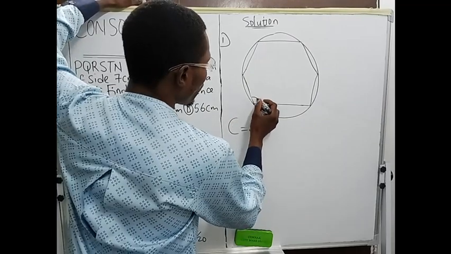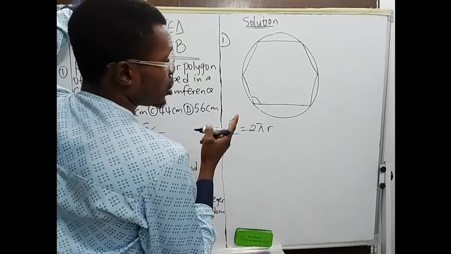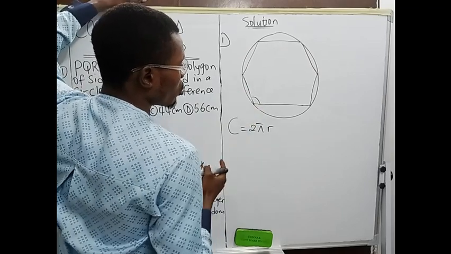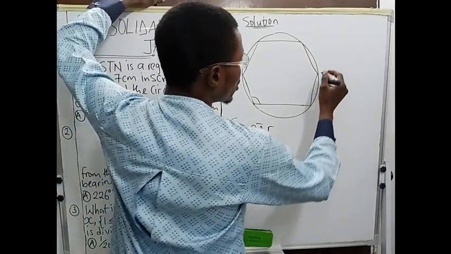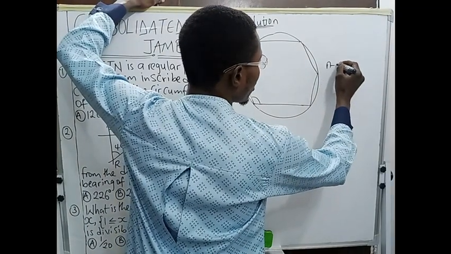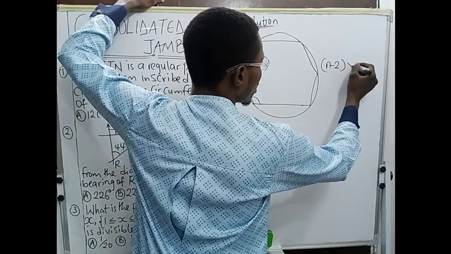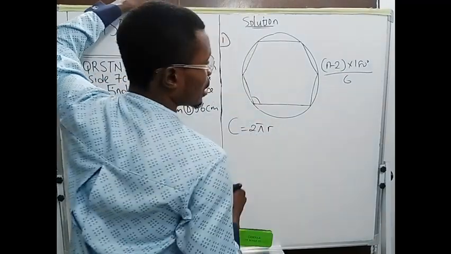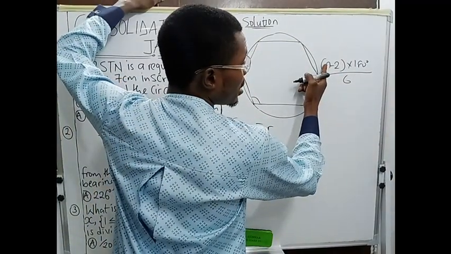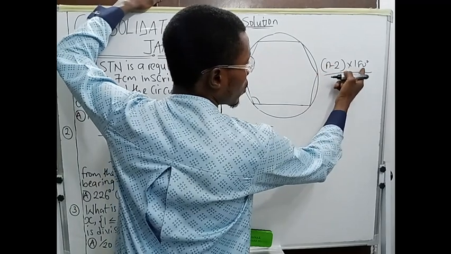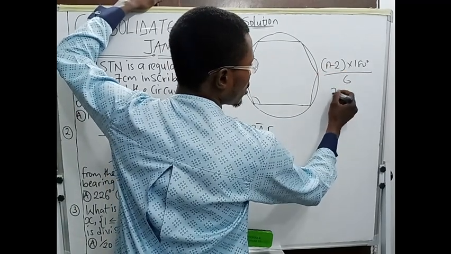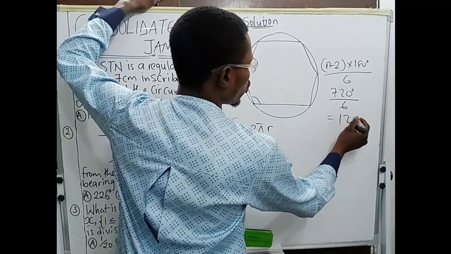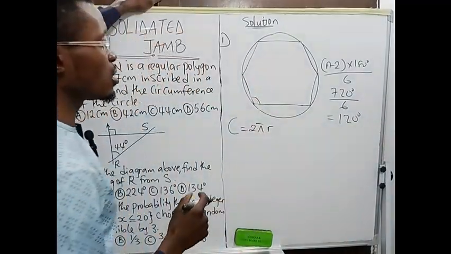To obtain the value of each interior angle, remember we said it's a regular polygon. So the value of each interior angle is given by the sum of the interior angles, n minus 2 times 180, over 6. Our n is 6. 6 minus 2 is 4. 4 times 180 will give us 720. So you have 720 divided by 6, and we end up with 120 degrees. So each of these angles is 120 degrees.